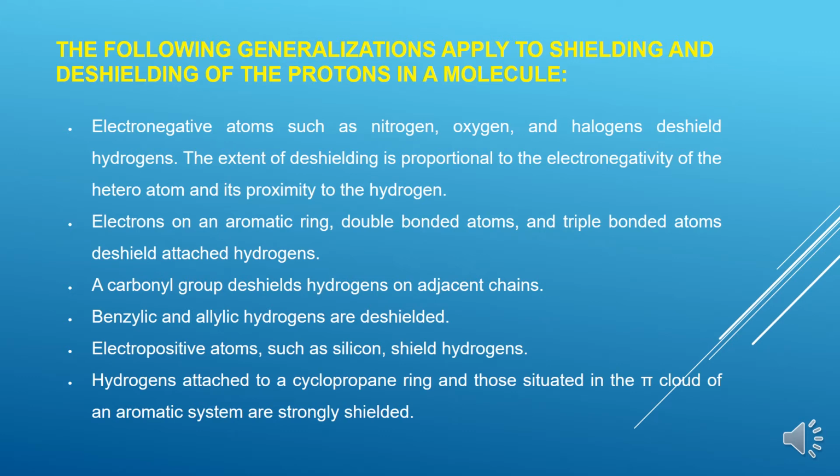Hydrogens attached to the cyclopropane ring and those situated in the pi cloud of aromatic systems are strongly shielded. I think these are the generalizations applied to shielding and deshielding. While distinguishing shielded and deshielded protons, we need to concentrate on these points, which will help you characterize shielded and deshielded protons.